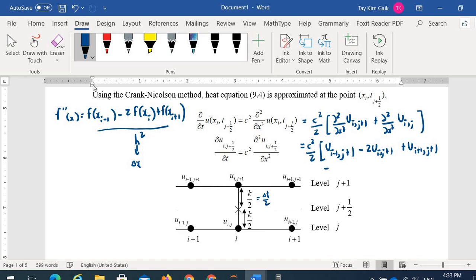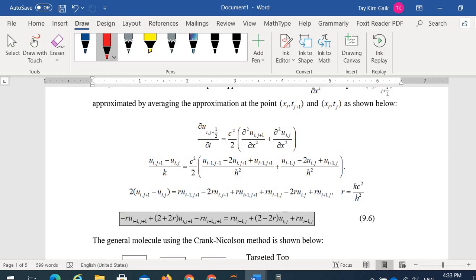So you need to add up. For level j, you just replace your j plus 1 here by j. So you have u i minus 1 j here. Compare here, this j plus 1 is j. x is the same, i minus 1. So minus center point here 2 times, so minus 2 u i j, so plus u i plus 1 j. So that's what we get here, this line.